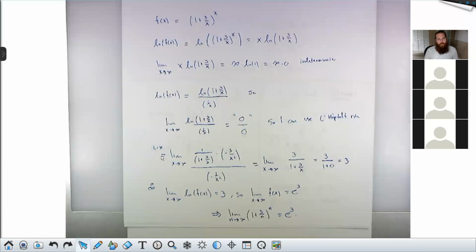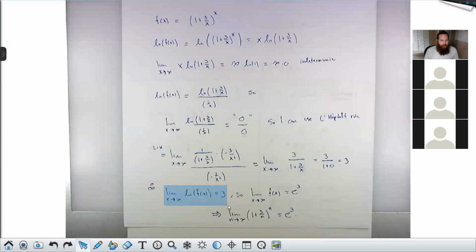And when I L'Hopital it, I get this stuff. So the derivative of the natural log is 1 over the inside times the derivative of the inside. And the derivative of 1 over x is just negative 1 over x squared. I can cancel the 1 over x squareds, cancel the negatives, and that simplifies to this, just straight algebra. And then this limit is easy to take. 3 over x goes to 0. This piece goes to 0. So I just get 3 over 1, or 3.